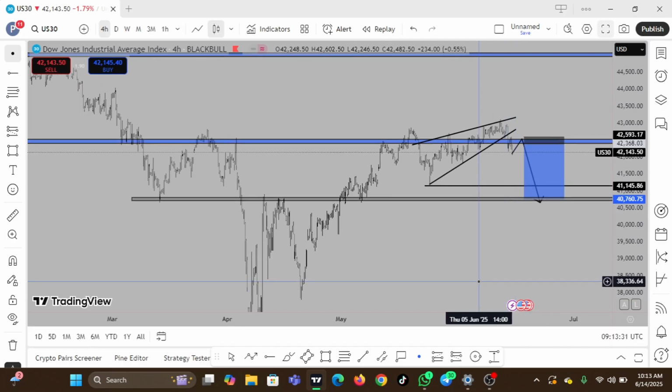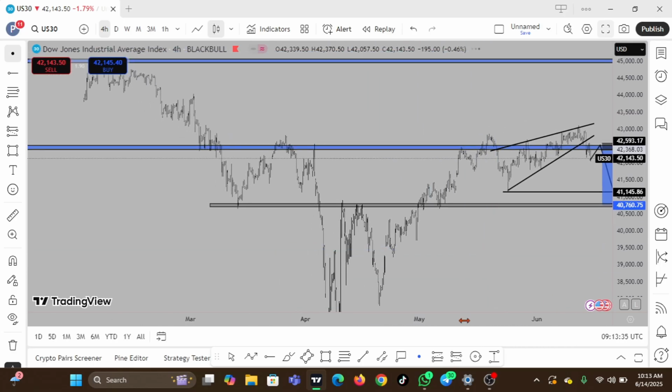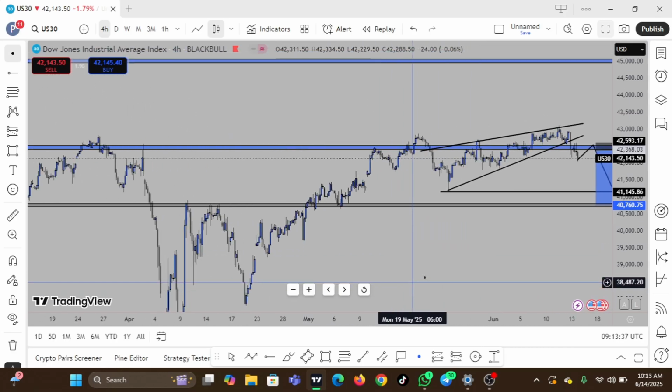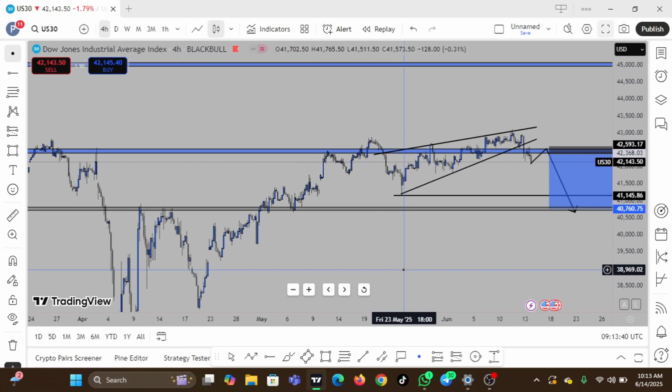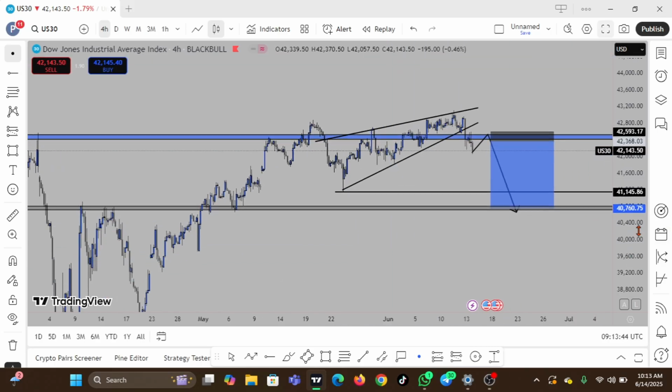So these are the pairs I would like to share with you this week. Stay disciplined, manage your risk, don't overtrade, don't let anxiety take over you.